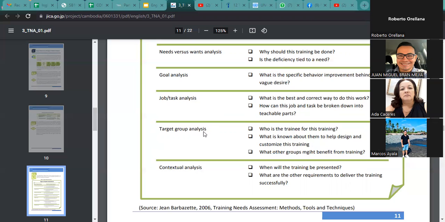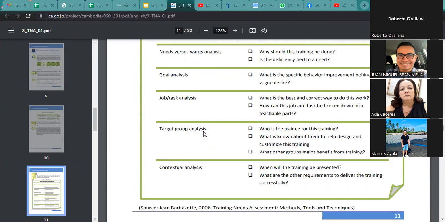Target group analysis: who is the trainee for this training? So an expert, of course, maybe within the company or outside. What is known about them to help design and customize this training? What other groups might benefit from training? And contextual analysis: when will the training be presented? What are the other requirements to deliver the training successfully?